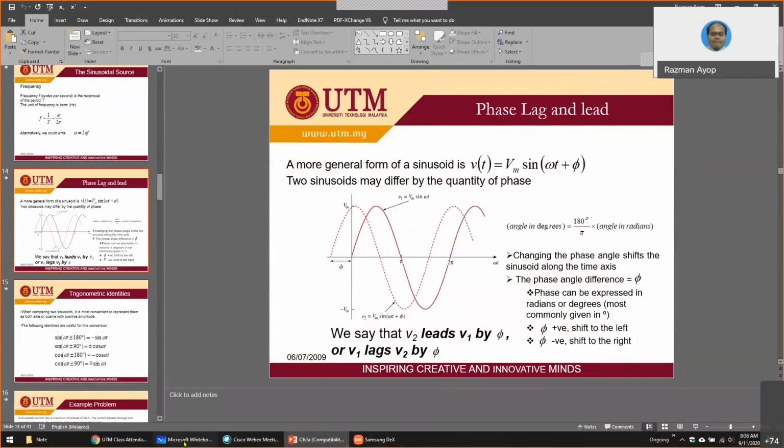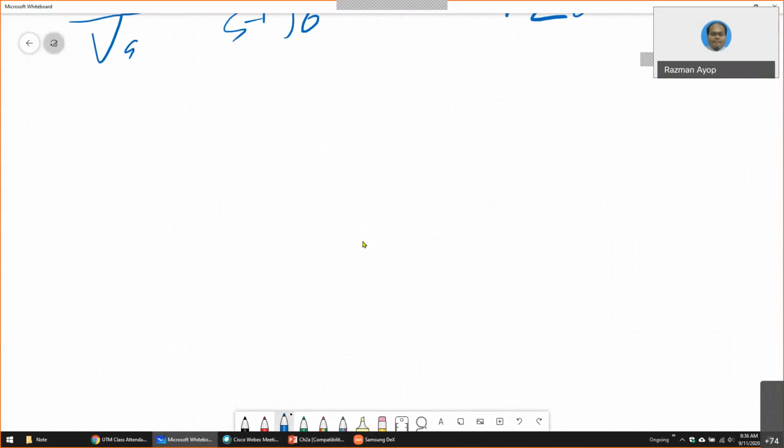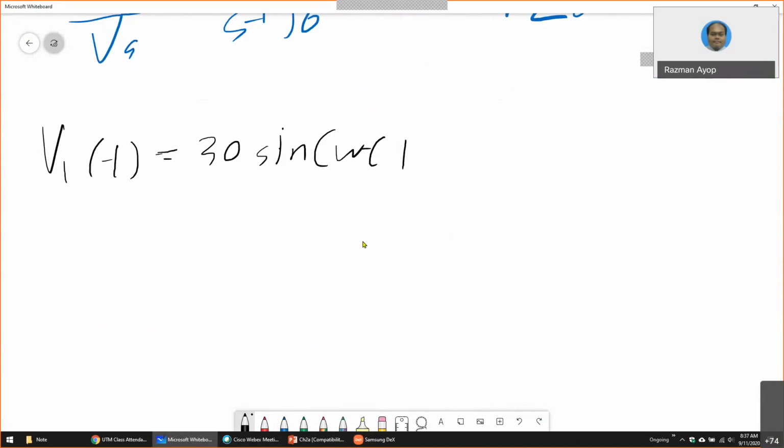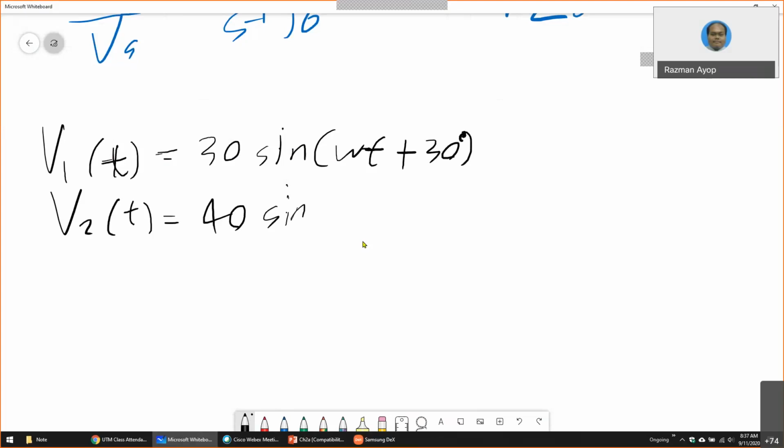Okay, let me show you. For example, if you have a question like this, V1(t) equals 30 sine(ωt + 30 degrees), and V2(t) equals 40 sine(ωt minus 40 degrees).